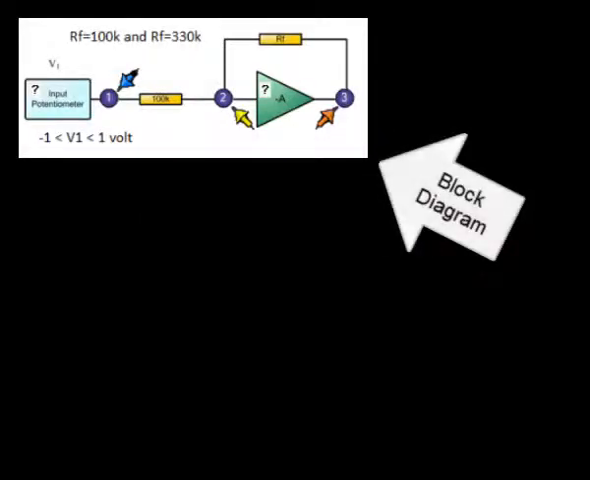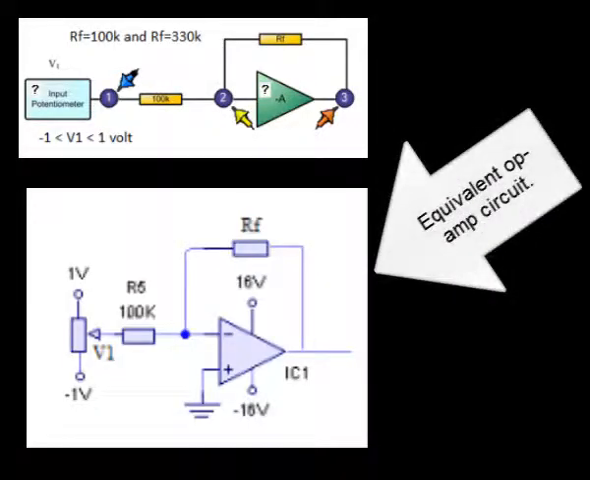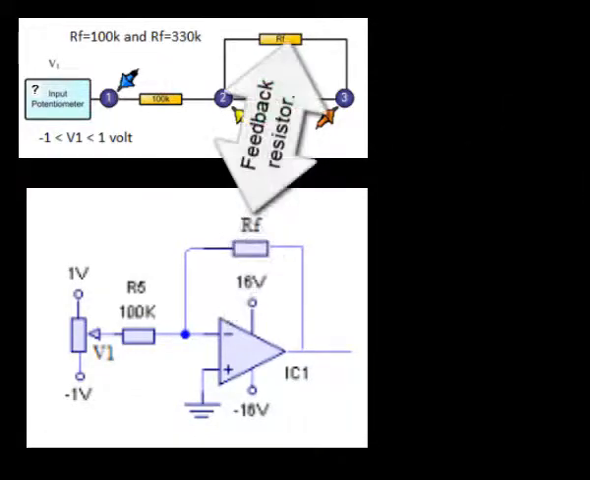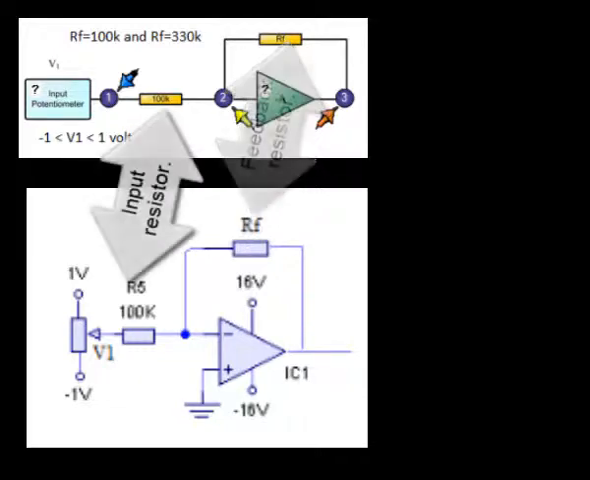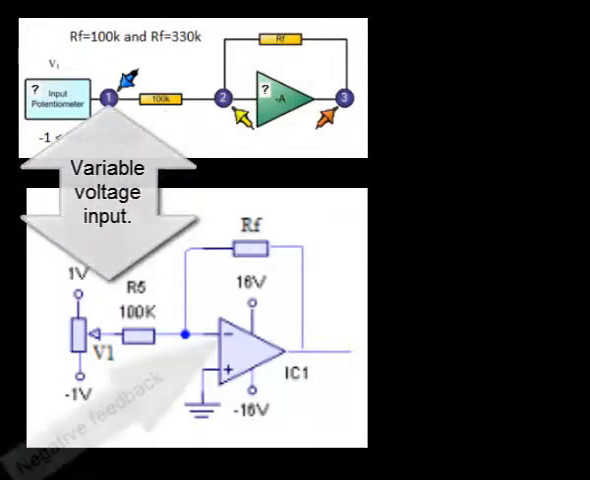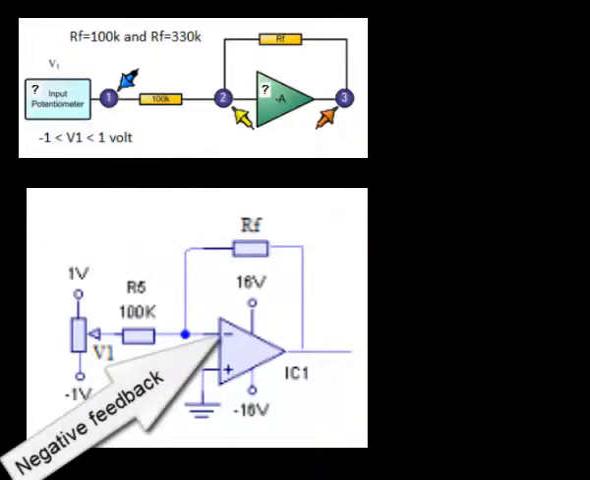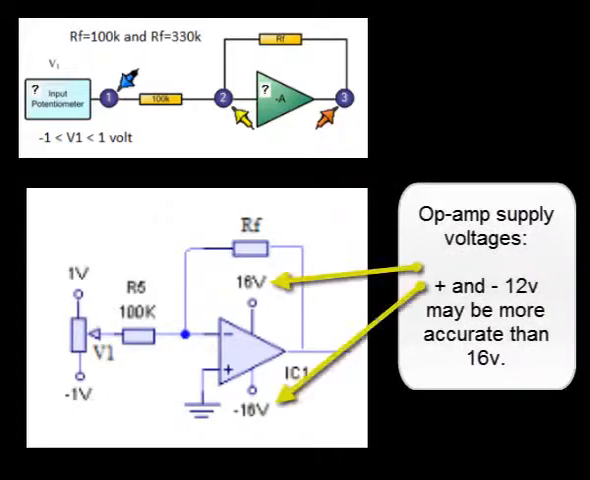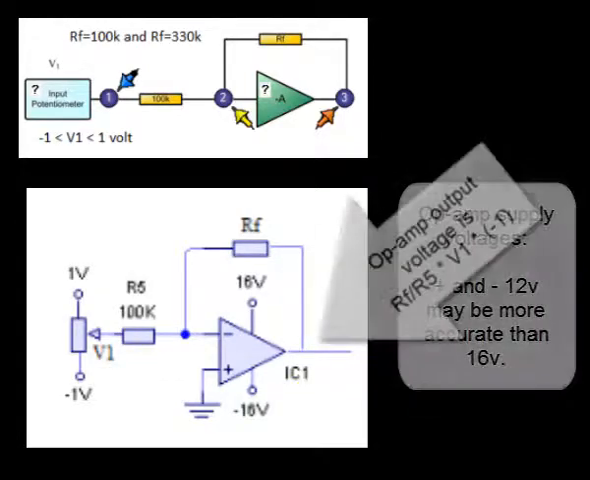That's a block diagram, and that's an equivalent op-amp circuit. It's the op-amp, the feedback resistor, the input resistor, and the variable voltage input. It uses negative feedback, and the positive op-amp input is grounded. The op-amp supply voltages are probably plus or minus 12 volts rather than 16.